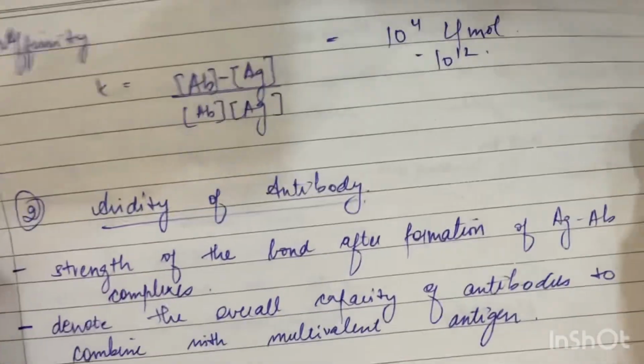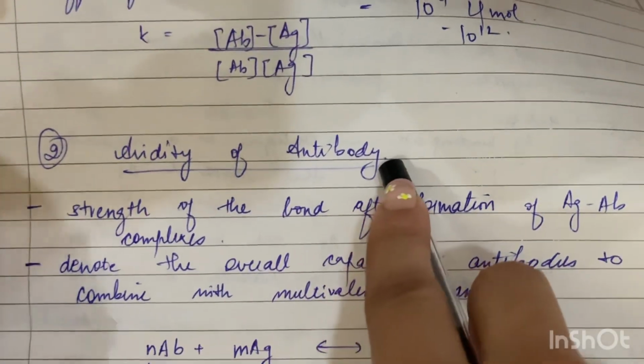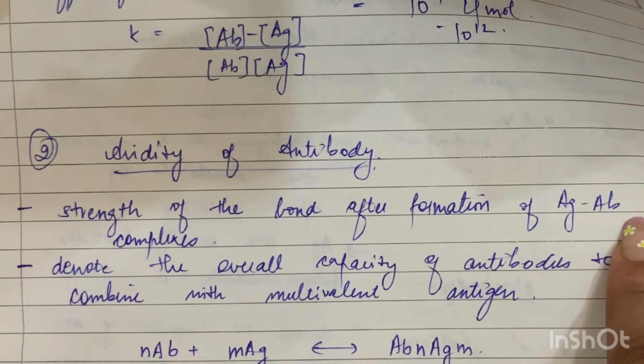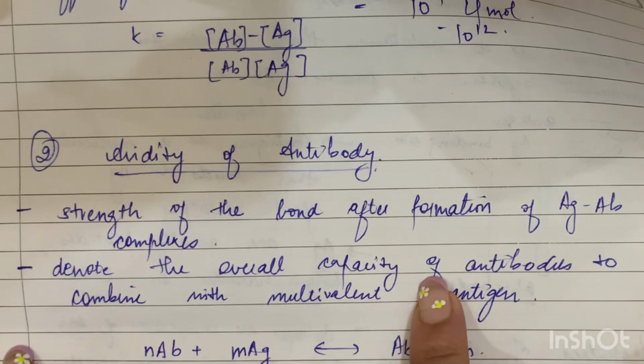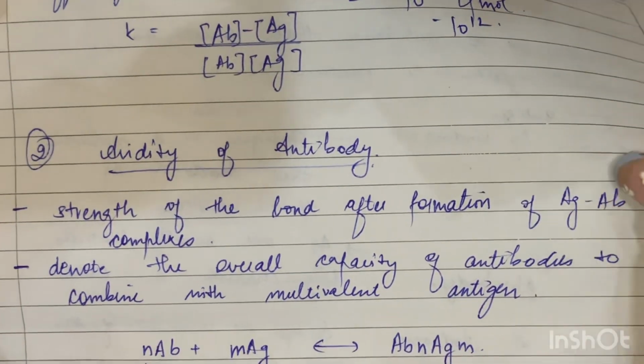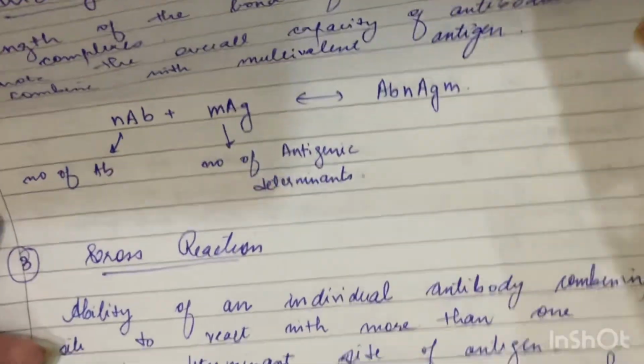Now, the next is avidity of antibody. It strengthens the bond after formation of antigen antibody, and denotes the overall capacity of antibodies to combine with multivalent antigens. Now, the last feature is cross reaction.